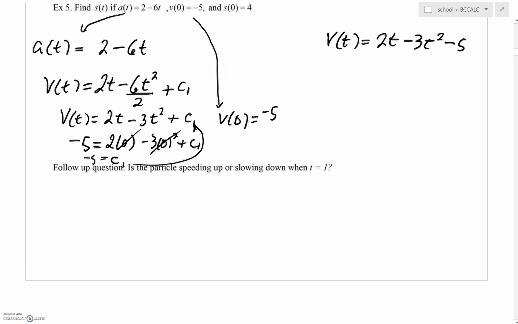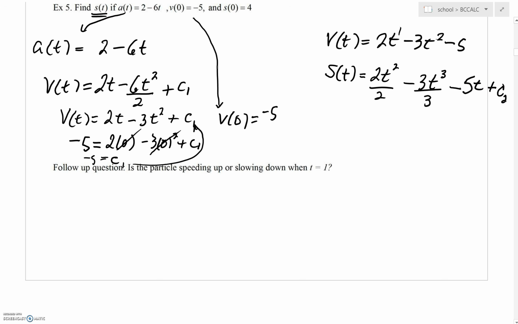So at this point, this is great. We now have a velocity function. We'd actually like to move on and find our position function. So I'm going to do one more antiderivative. I'm going to bump this power up, the t to the first, up to a 2 and divide by 2. I'm going to take this power of 2, bump it up to a 3 and divide by 3. This is a 5, so the antiderivative of 5 is just 5t.